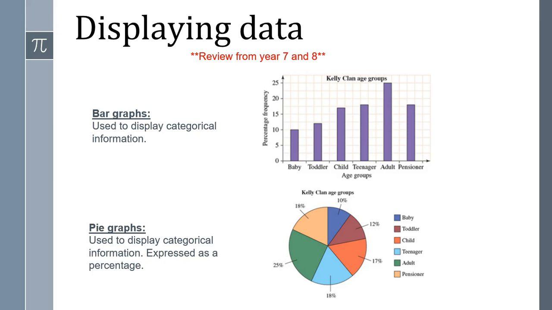The last thing we're going to look at is a review of different ways to display data. So we've just looked at the stem and leaf plot. These are ones that you should have seen in grade 7 and grade 8. So we've got bar graphs. So they're bars coming up here. We've got pie graphs, which you would have seen in your assignments.